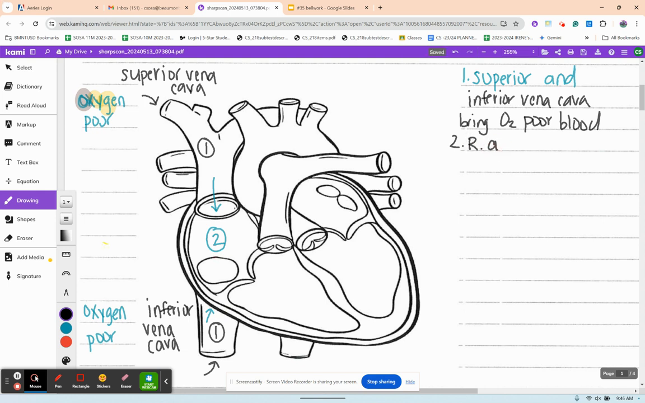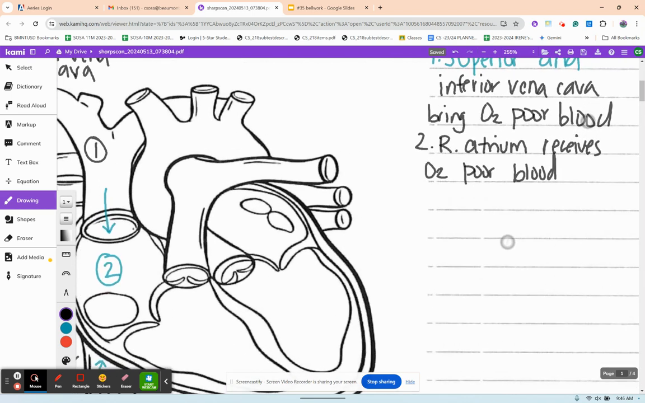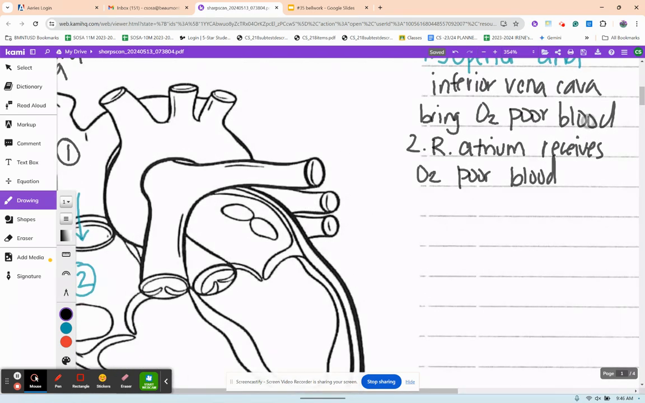So our right atrium receives oxygen-poor blood. So number 2, our right atrium receives oxygen-poor blood.